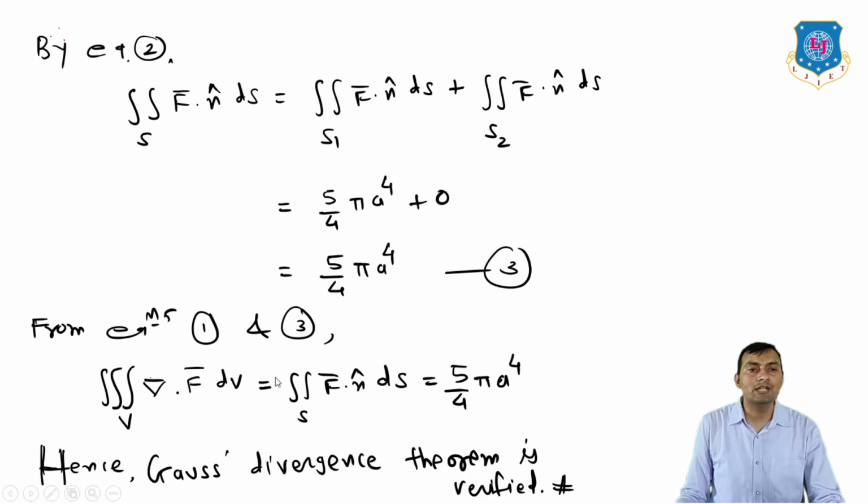Now we substitute all these values in equation number 2. Therefore the double integration over the surface S equals the double integration over the surface S1 plus the double integration over the surface S2. Surface S1 has the answer 5 by 4 pi a raised to 4, and S2 has the answer 0. So you will get equation number 3. From equations number 1 and 3 you can notice that both have the same answer. It means that Gauss's divergence theorem is verified.